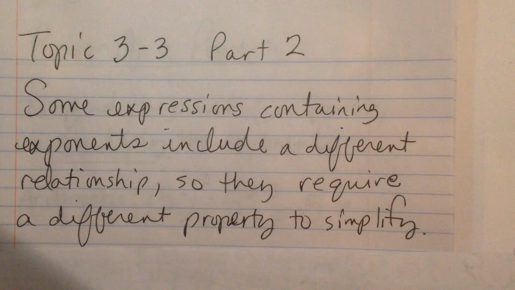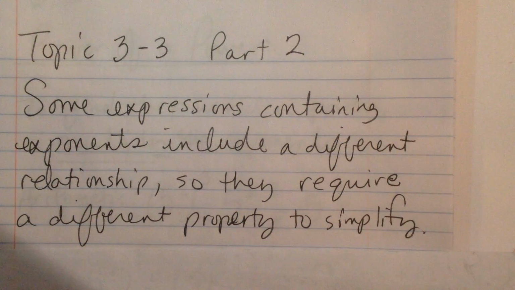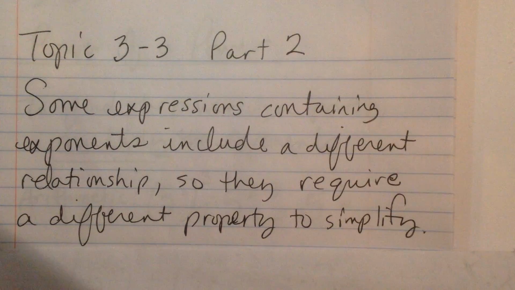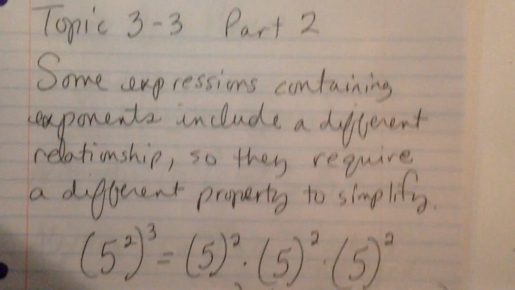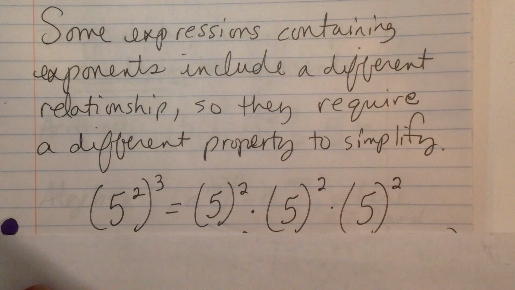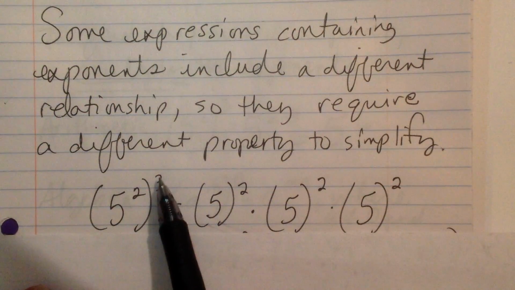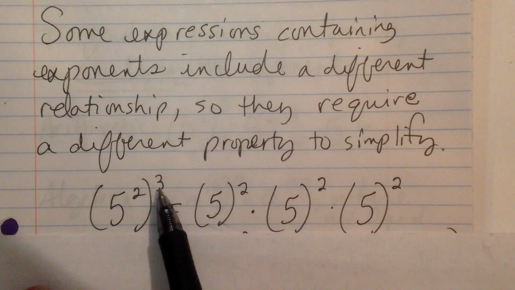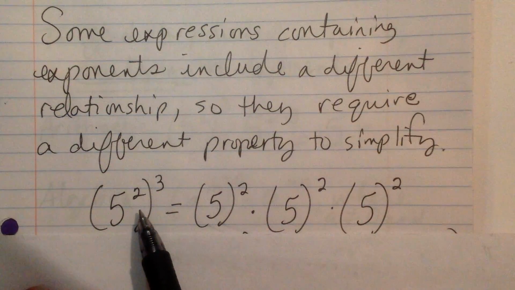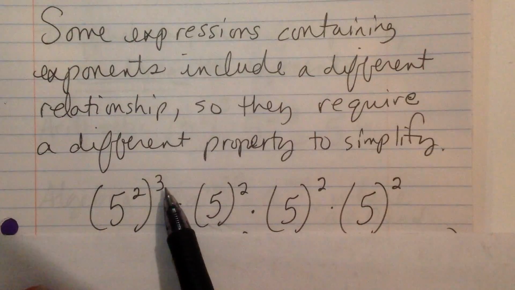Topic 3-3, part 2. Some expressions containing exponents include a different relationship, so they require a different property to simplify. So let's look at this example here. Here we have 5 squared inside the parentheses, so we have a power raised to another power of 3. So we first have 5 squared, and that is being cubed.